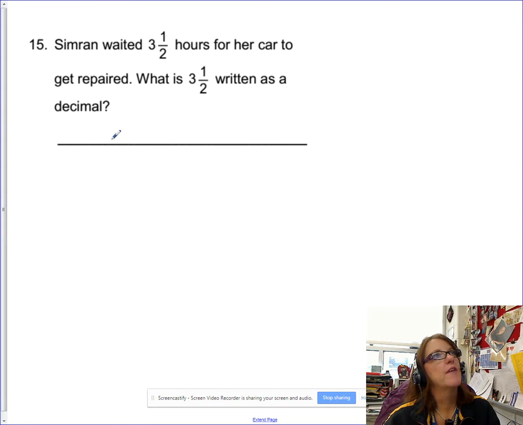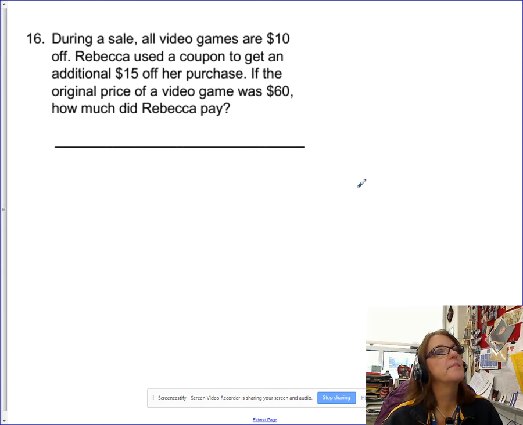Simran waited 3.5 hours for her car to get repaired. What is 3.5 written as a decimal? That one, you just write this in decimal format. That's all you have to do. No more to that one.